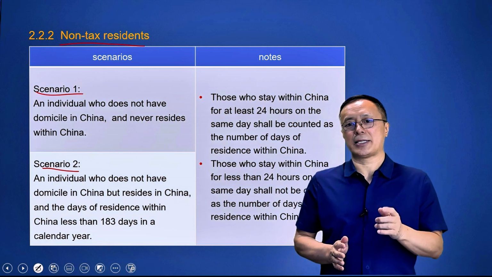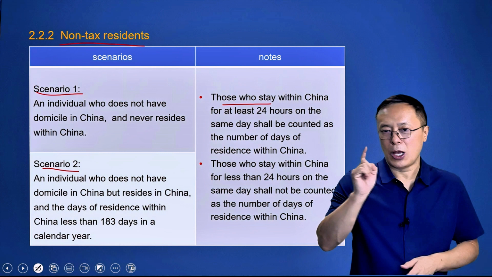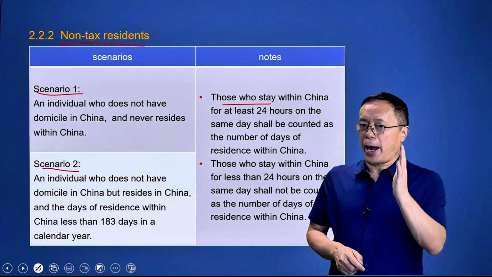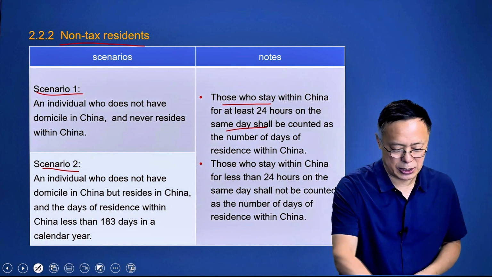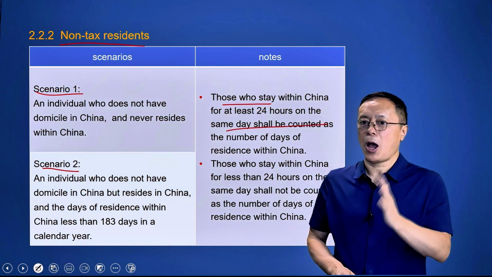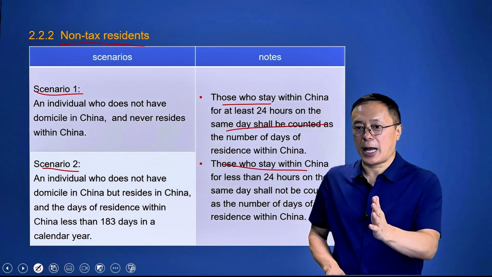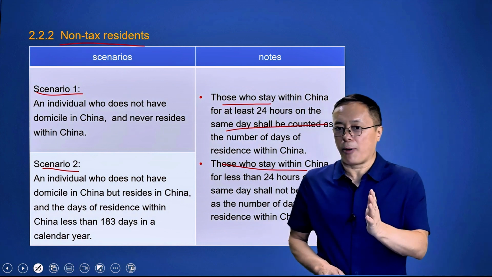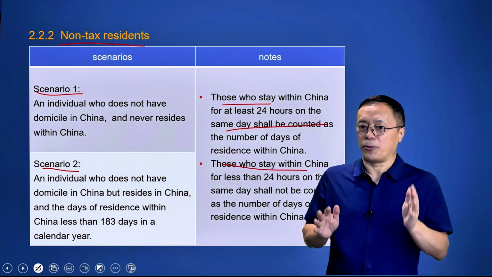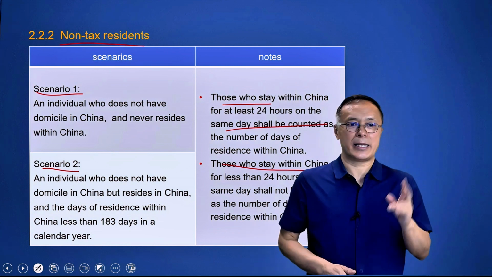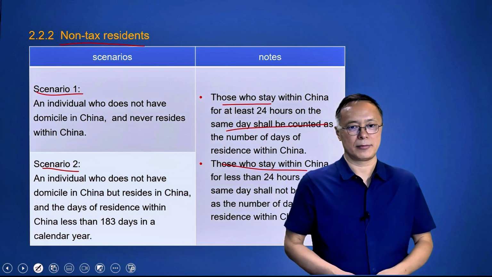There's a question here, how to calculate the days of residence within China. See below. Those who stay within China for at least 24 hours on the same day shall be counted as a day of residence within China. Those who stay within China for less than 24 hours on the same day shall not be counted as a day of residence within China. These are the 2 scenarios for non-tax residents.